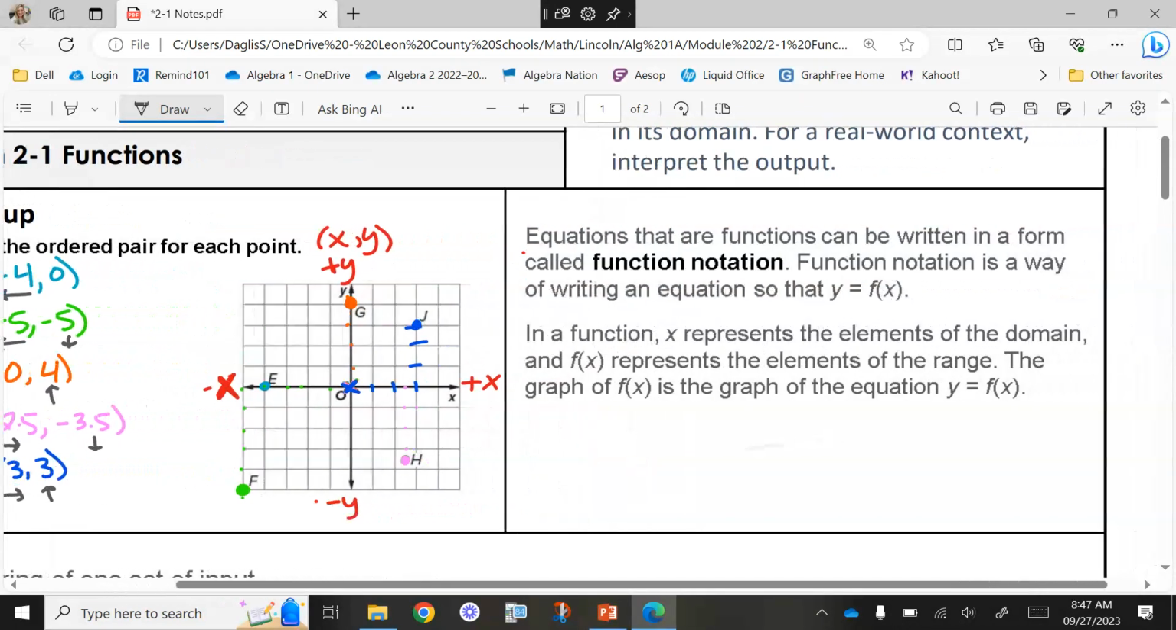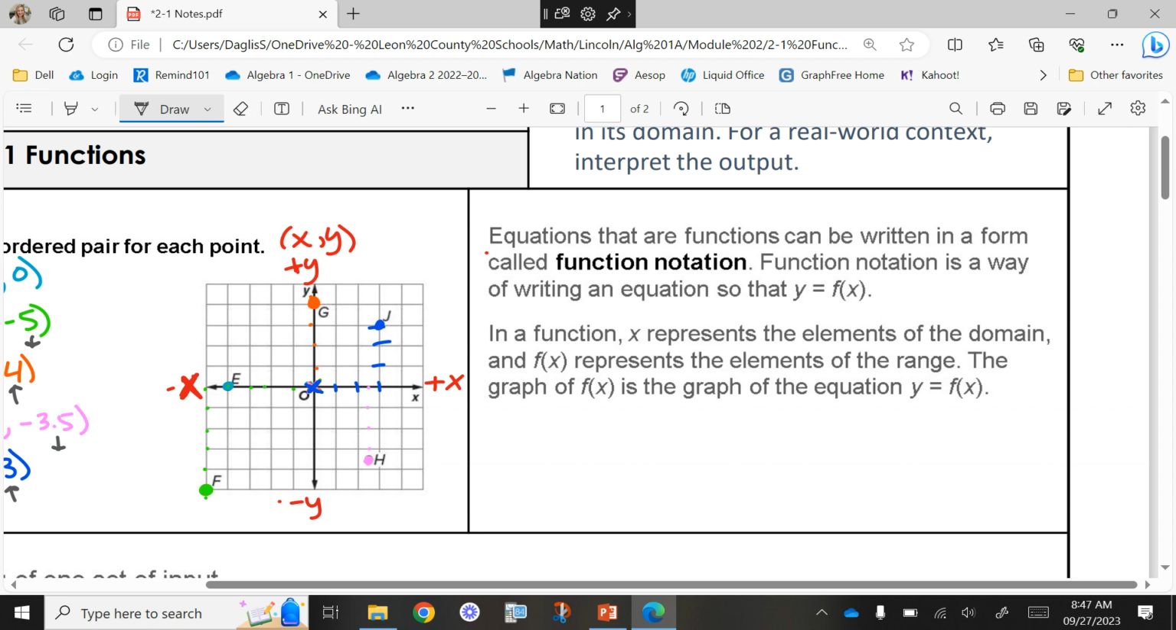Okay. So equations that are functions can be written in a form called function notation. Okay. Function notation. So what this is that we use f of x instead of saying y equals. Okay. It's the same thing. You're probably used to saying y equals and then some kind of equation, right? Function notation, we change it. We say it out loud, f of x. Okay. In a function, x represents the elements of the domain and f of x represents the elements of the range.